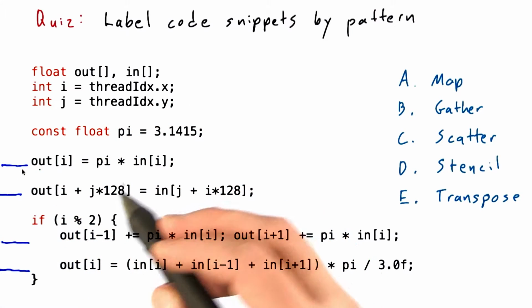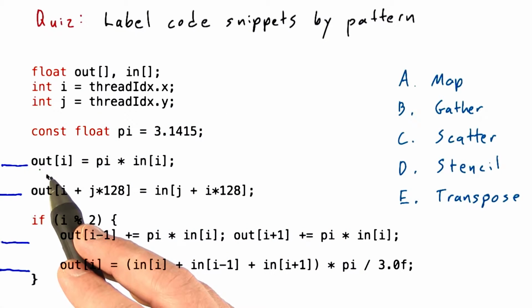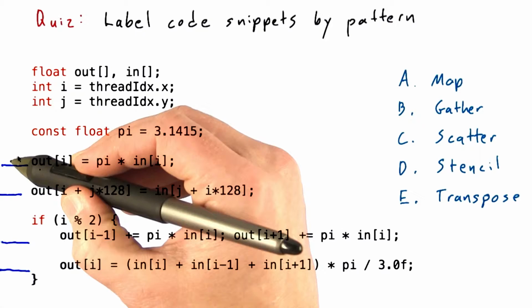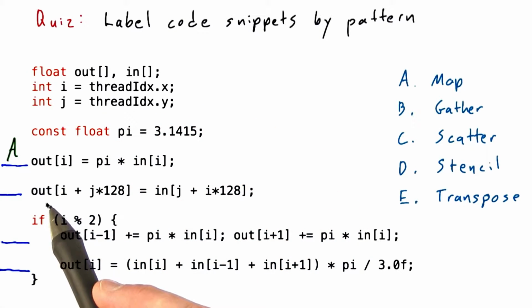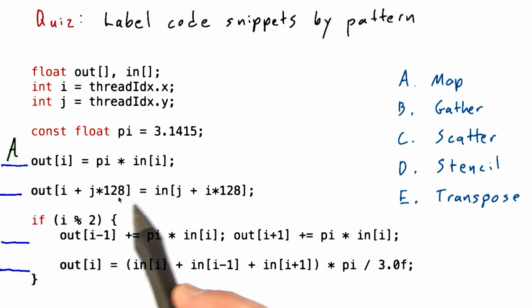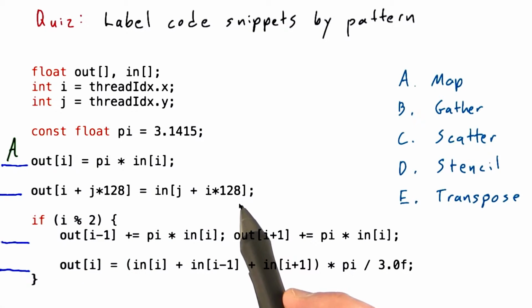So this first one's pretty easy, right? There's a one-to-one correspondence between the output and the input, so that's clearly a map operation. Now this next one is also a one-to-one operation. One value gets written in the output array corresponding to every value that gets read from the input array.